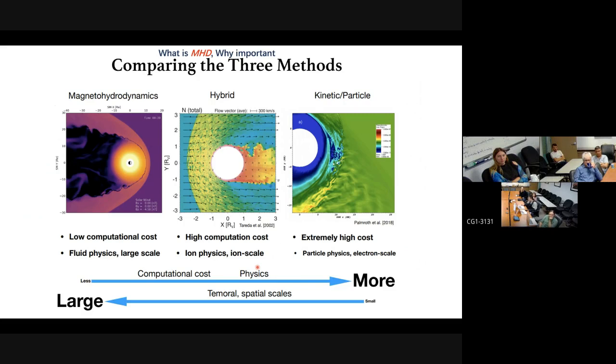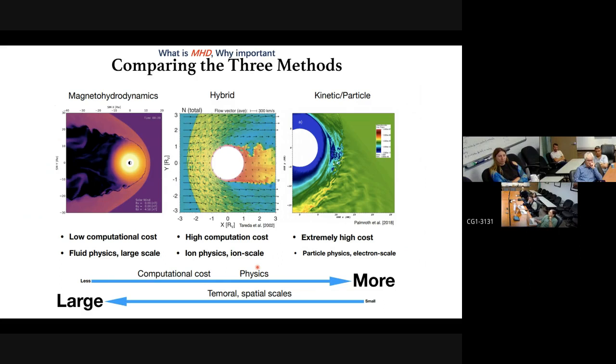Okay, so what is MHD and why is it important? There are mainly three ways of modeling astrophysical and space plasma. The most expensive way is for sure the kinetic and particle way. This kind of method can track individual particles or just use a distribution function to describe the system. So this method gives you electron scale physics, but it is very expensive.